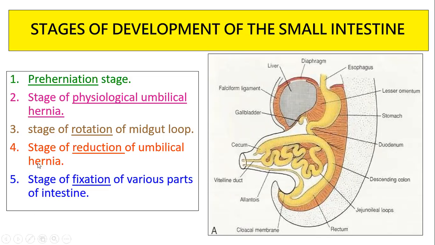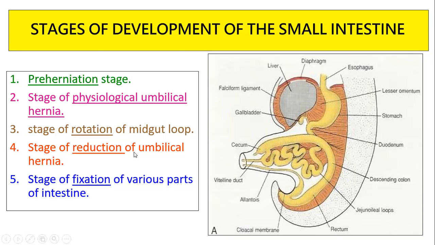Normally, there will be reduction of the intestinal content. So this is called the stage of reduction of the umbilical hernia, where the intestines will go back into the abdomen. And the fifth stage is the stage of fixation of the various parts of the intestine. That is, they will go back to their proper positions. As you know, the liver will be on the right side, the stomach on the left side, the ascending colon on the right side, and the descending colon on the left side. All these positions are set by the stage of fixation.